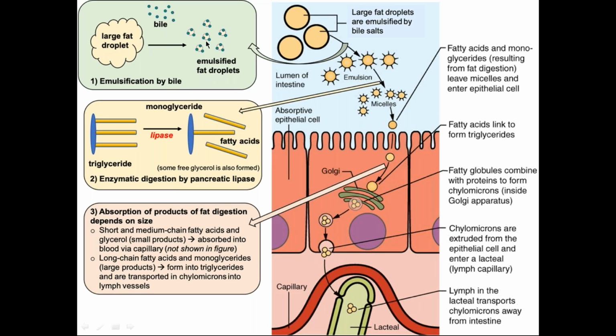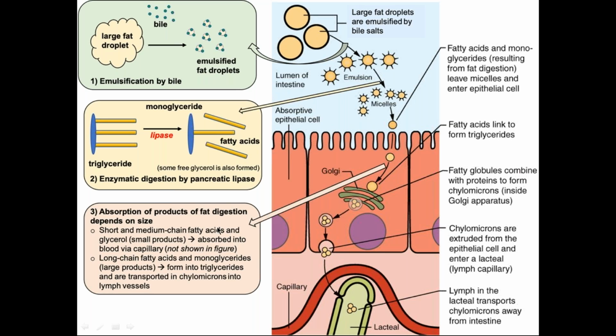Now, these emulsified fat droplets will be acted upon by the lipases, broken down into fatty acids and monoglycerides. So there is enzymatic digestion by pancreatic lipase. Now, once they have been digested, they will be ferried in the form of micelles to the intestinal epithelial cells. So fatty acids and monoglycerides resulting from fat digestion leave micelles. They will enter the epithelial cell.